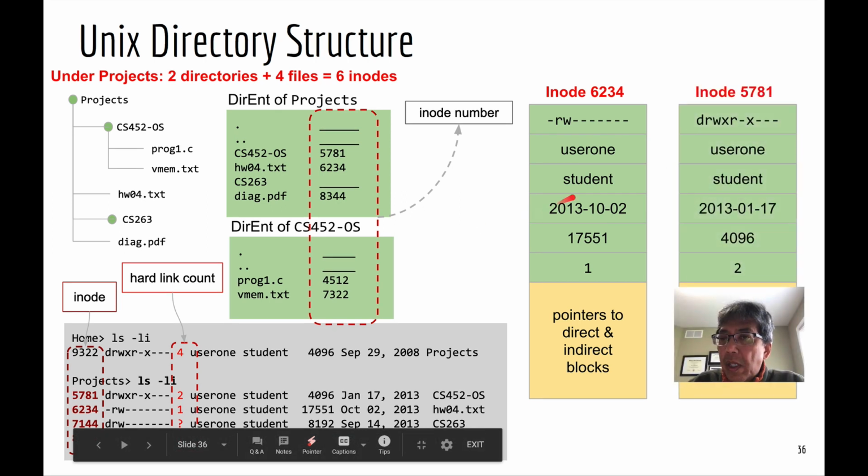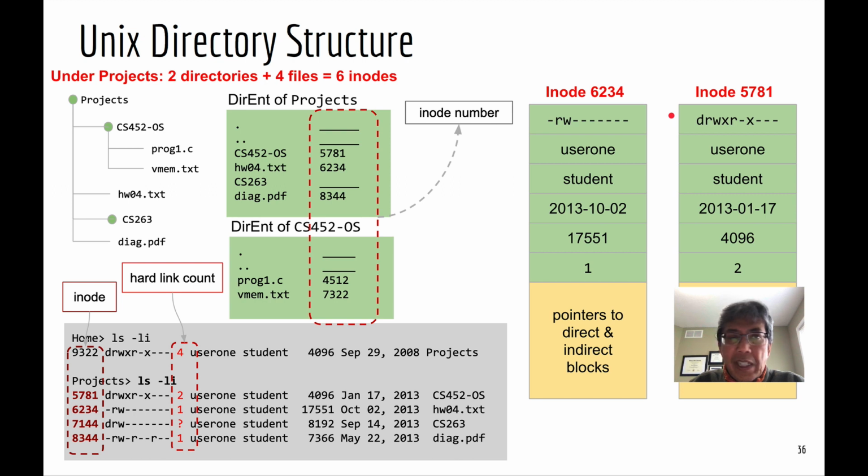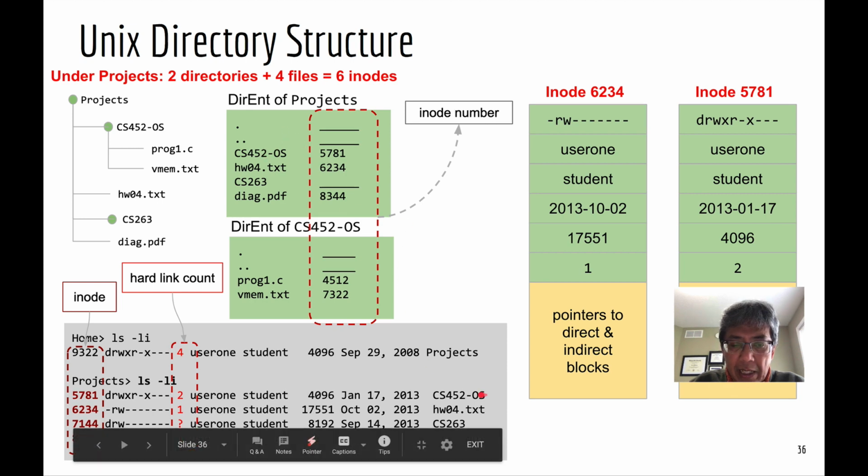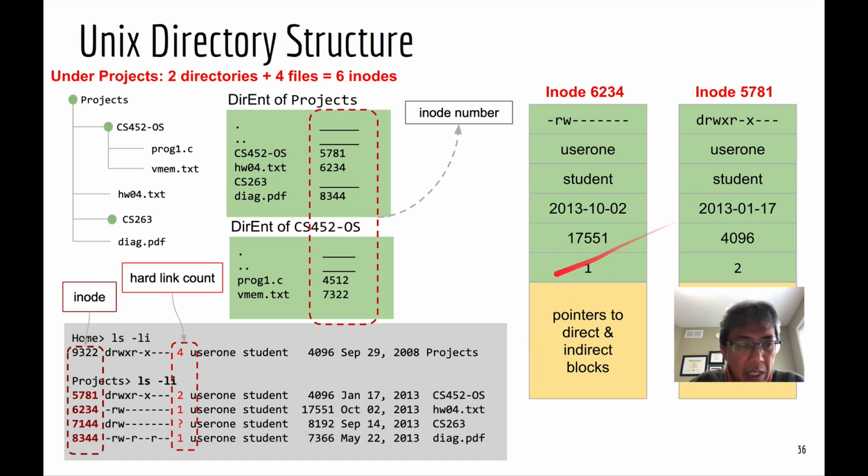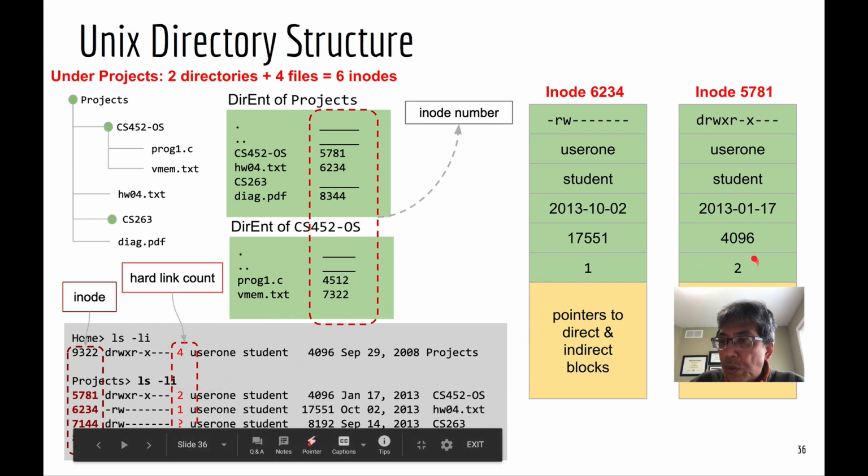And then another inode is also shown here, inode 5781. And if you look at the directory entry, 5781 is the inode of our subdirectory CS452OS. And if you look at the detail of that output, you will see the permission mode, the same permission mode that is recorded in the inode, the user owner, the group owner, the file size, and the last modification date, which is January 17, 2013. And the link count is number 2.